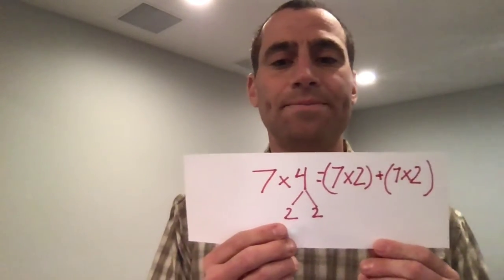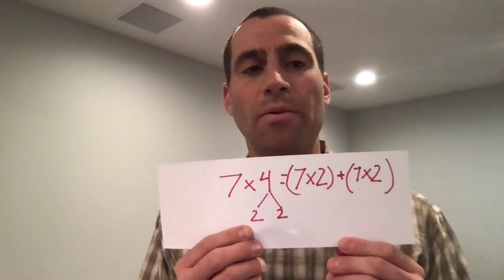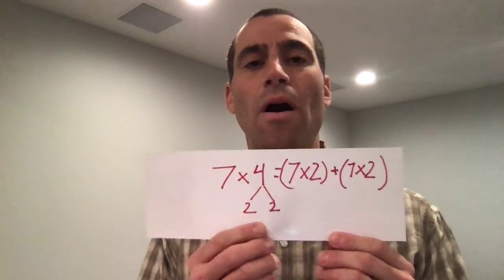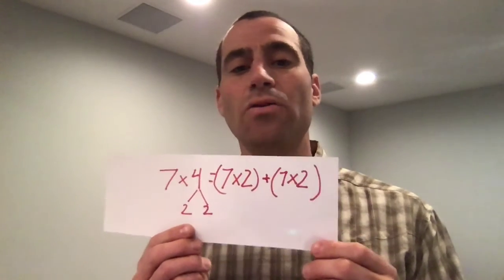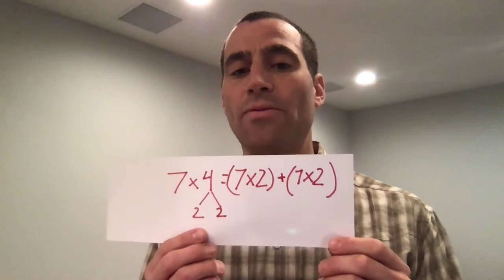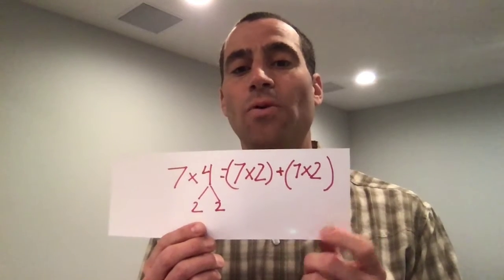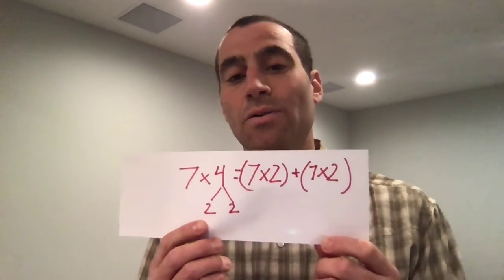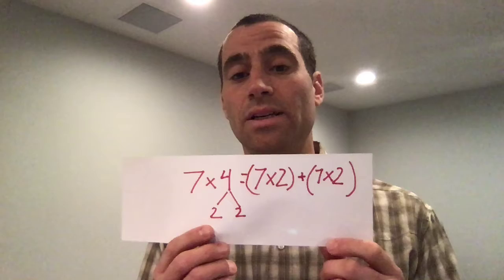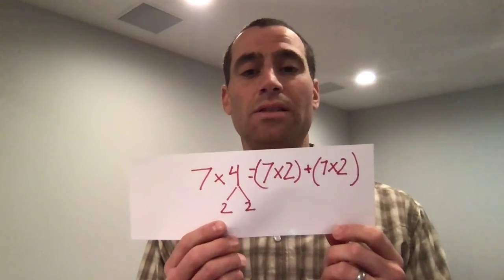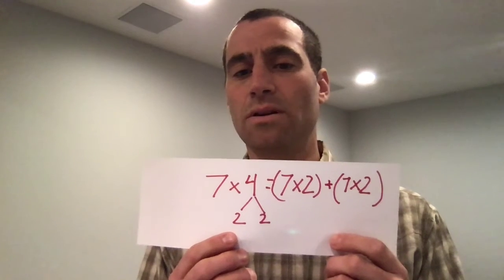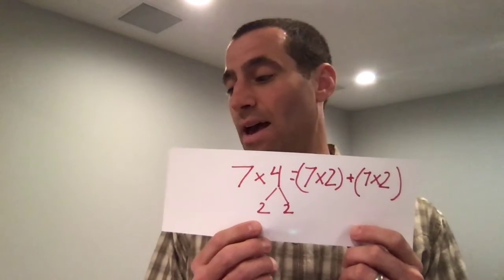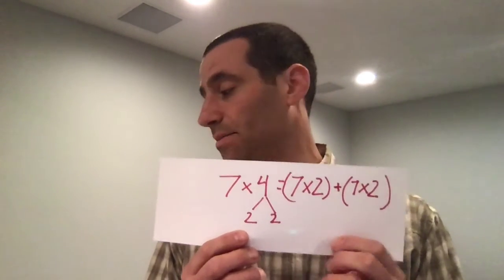7 times 4. Not a fact I'm going to memorize. What I want to have automatically or memorized is my strategy. If I don't know 7 times 4, I want to have a way to figure it out. Inside my 4 is a 2 and a 2. So I do know 7 times 2 is 14. Well, there's 2 of those. There's 2 14s. So 7 times 4 is the same as 7 times 2 plus 7 times 2. Or 7 times 4 is also the same as 14 plus 14.